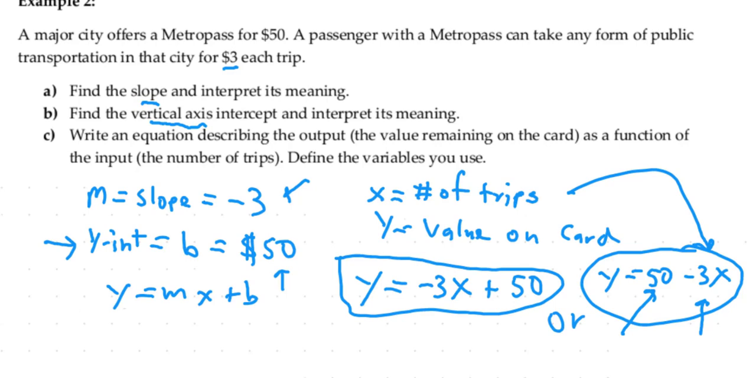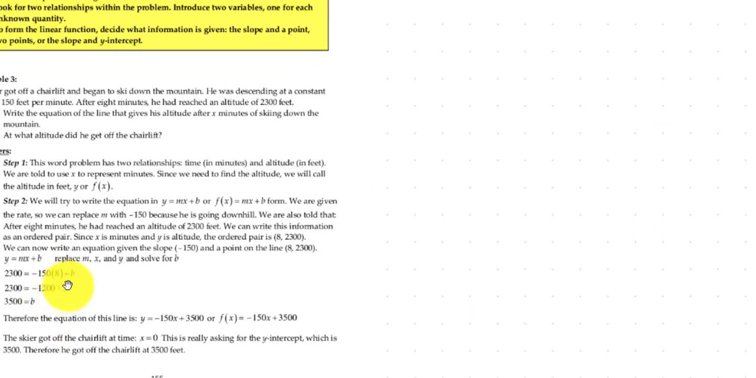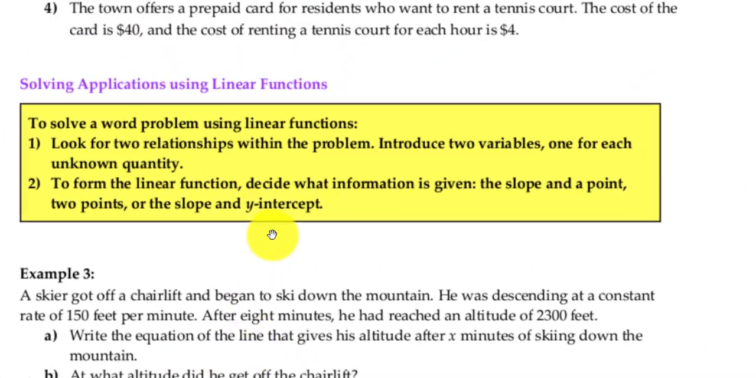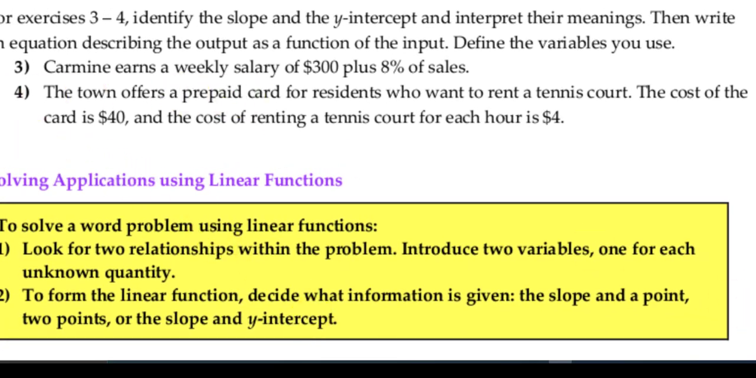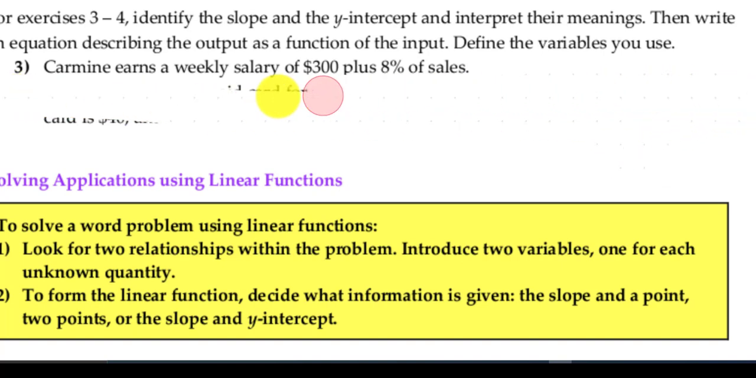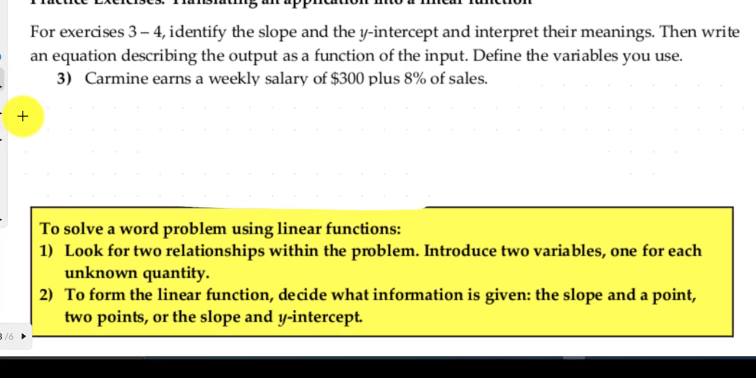Let's try another one. On the next page, there's some practice problems. Let's just do one of the problems. We'll do number 3. So let me erase this, just so it gives us some room to work here. Okay, so it says Carmine earns a weekly salary of $300 plus 8% of sales. So it looks like his base salary is $300, and then the commission he receives is 8% of whatever he sold. So let's start here.